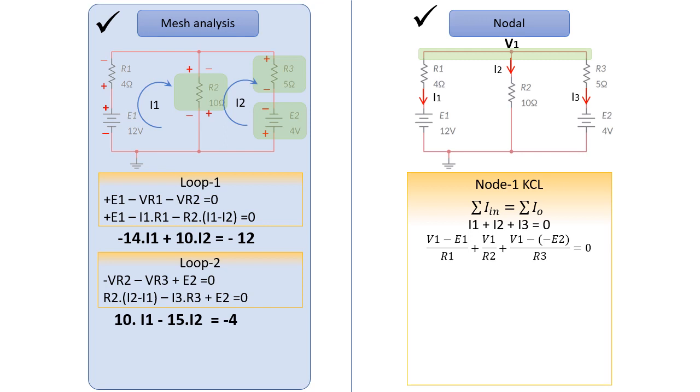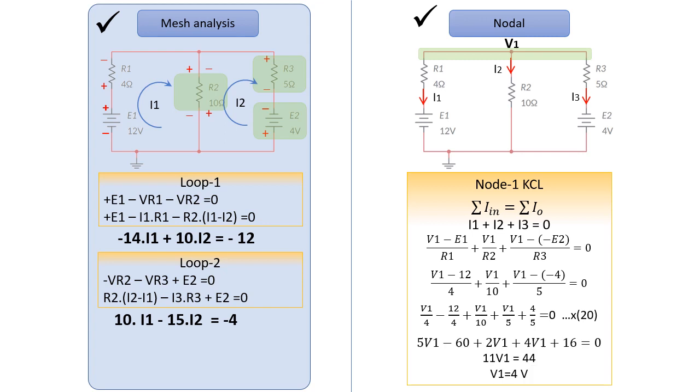And so I1 is V1 minus the voltage E1, because it is positive here, it's positive E1, V1 minus E1 over R1. Then I2 is V1 over R2, and I3 is V1 minus, and we have the minus sign because the voltage source is flipped here. So V1 minus minus E1 over R3, and we get the value of V1 equal to 4 volts here.